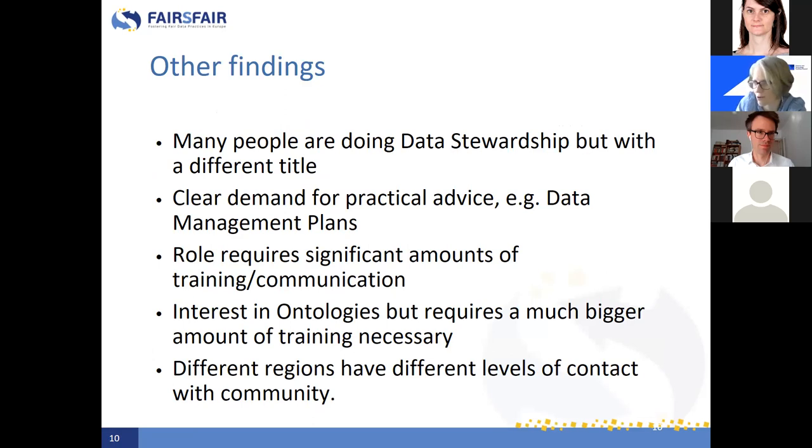There is interest in more advanced topics such as ontologies, but it requires a much bigger training input than is available at the moment. And different regions have different levels of contact within the community. Some are just starting out and some are very well established.